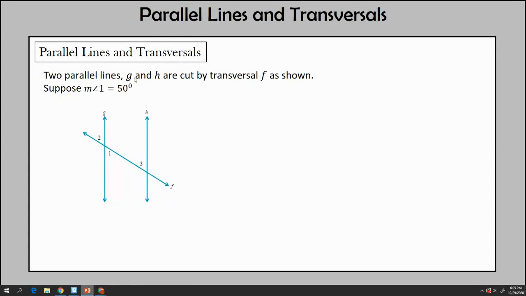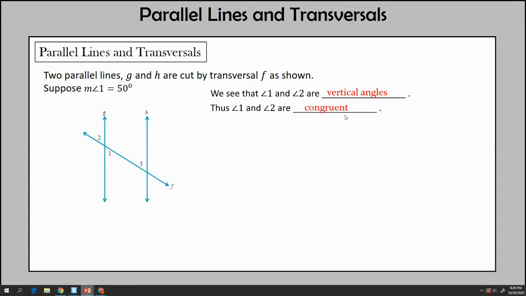All right, two parallel lines, G and H. So we know these are parallel, cut by a transversal F. So here's my transversal. Suppose angle 1 is 50 degrees. Now they're going to want us to fill in some information here, so let's go ahead and do that. We see angle 1 and angle 2 are what to each other? Hopefully you see they're vertical. Therefore, angle 1 and angle 2 are congruent, or equal in measure. So the measure of angle 2 has got to be the same as 1, which we know is 50. So the measure of angle 2 is 50 degrees.